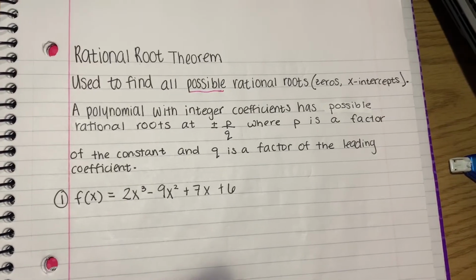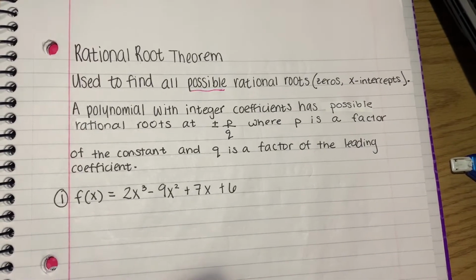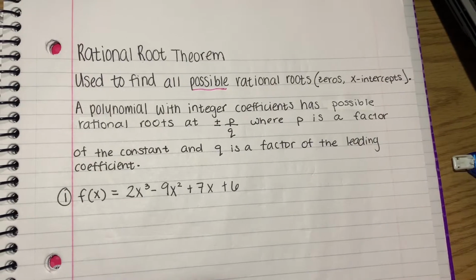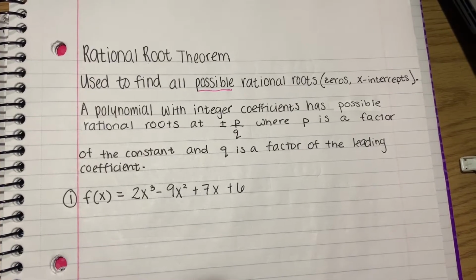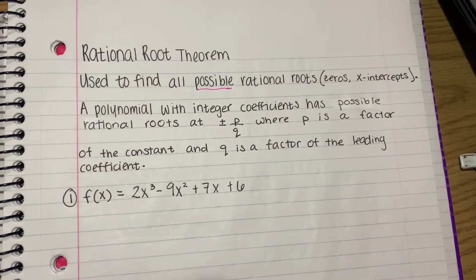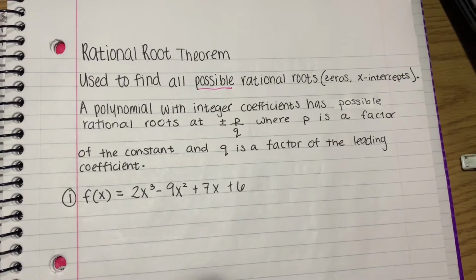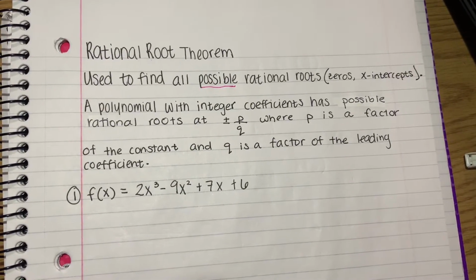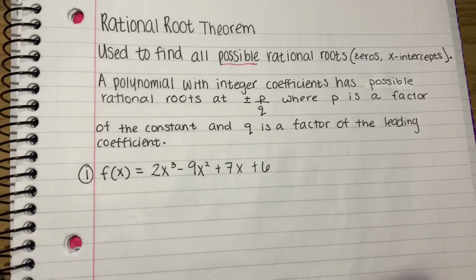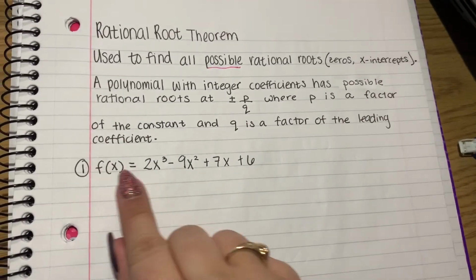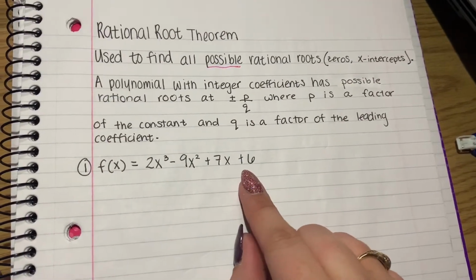Hello, hello. The rational root theorem is what we are going to use to find all possible rational roots for a polynomial. Normally we've been just using synthetic division to see what's left over, or using long division to see what's left over. This is going to give us options to factor this polynomial.